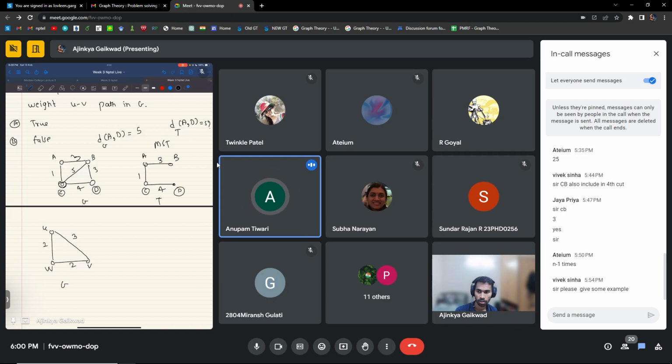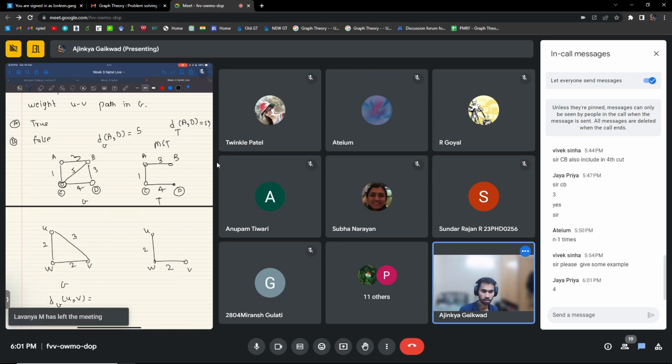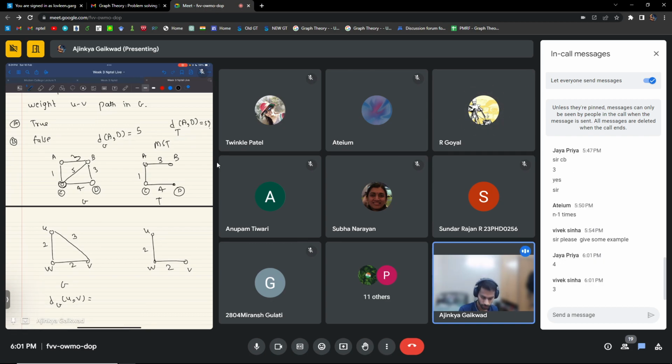Remove the three-edge tree. Yes, you are right. So the minimum spanning tree is this: U, W, V, with weights 2 and 2. Now, if you see, the distance between U comma V in G was how much? No, the distance between U and V in G is 3.